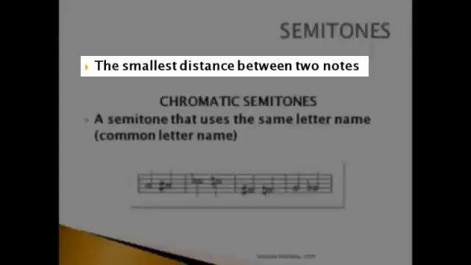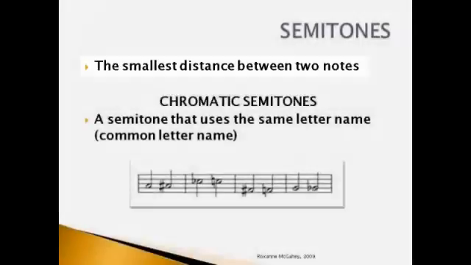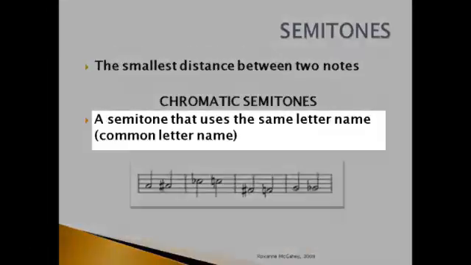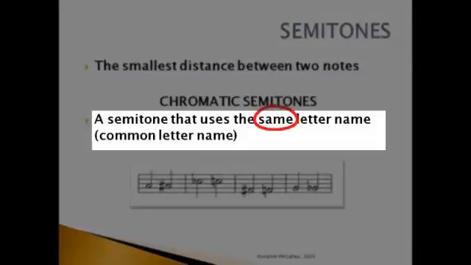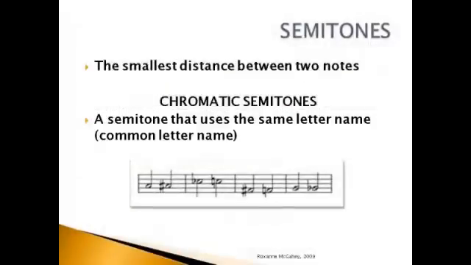Just to review, a semitone is just the smallest distance between any two notes. And as we said the last time, another name for semitone is half step. When we're talking about semitones, there are different types of semitones. The first semitones that we're going to look at are called chromatic semitones. A chromatic semitone is a semitone that has the same letter name or a common letter name. It's easier to remember chromatic semitones if you remember that chromatic and common both start with the letter C.